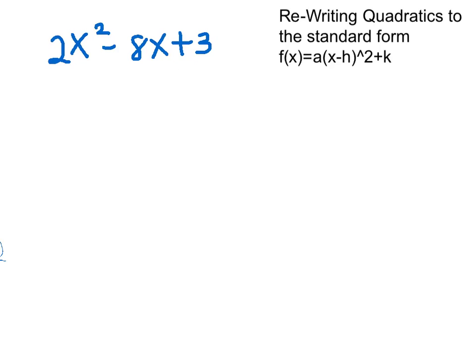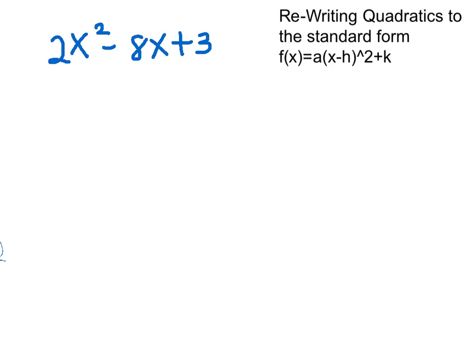Hi guys, today's lesson we're going to take a quadratic equation and write it in standard form. So if you glance over here, the formula f of x equals a times x minus h raised to the second power plus k. That's what that 2 is there. Some of you are really struggling with this, and that's the point of this video. So hopefully you'll refer back to it when you're doing your homework.